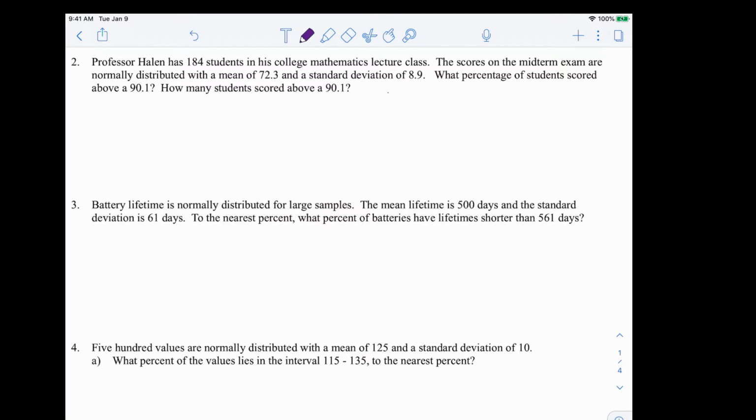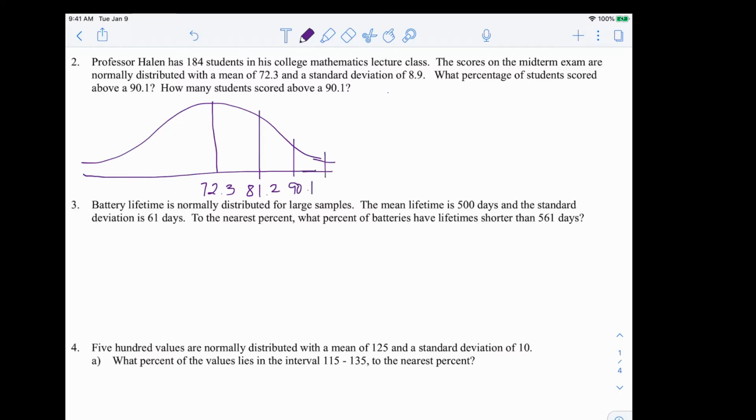of students. What we are going to do first, though, is draw the normal model. Once I have the normal model, I'm going to write in the values. So the mean is 72.3, one standard deviation above, I'm going to add 8.9, which gives me 81.2. 2 standard deviations is 90.1, and 3 standard deviations is 99.